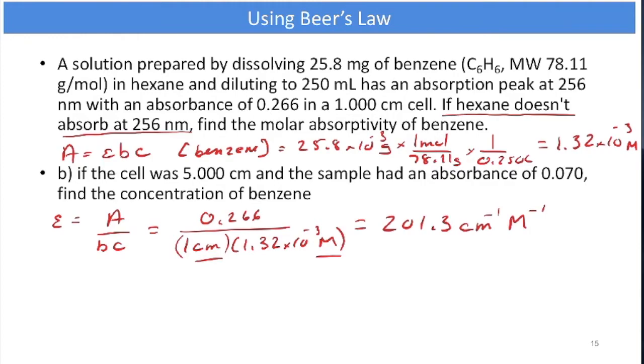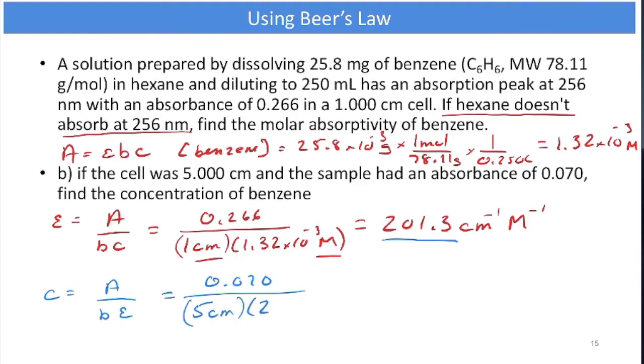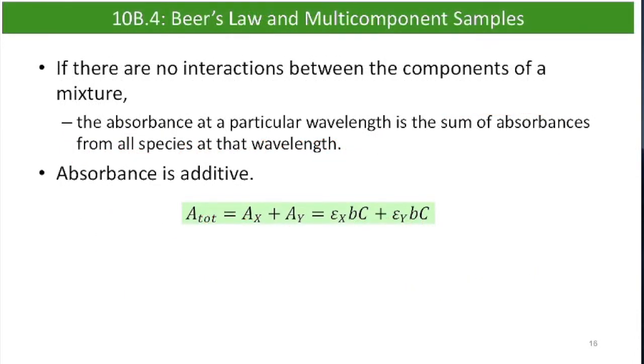Now the next part of this question says if the cell is 5 centimeters in length and the sample had an absorbance of 0.070, find the concentration of benzene. Luckily we already determined what epsilon is in the previous question. Now all we have to do is solve for concentration. So concentration is going to equal the absorbance over path length times epsilon. The absorbance is 0.070, the path length is 5 centimeters, and the molar absorptivity is 201.3 centimeters to the minus 1 molar to the minus 1. If we solve that, we end up with a concentration of 6.95 times 10 to the minus 5 molar.